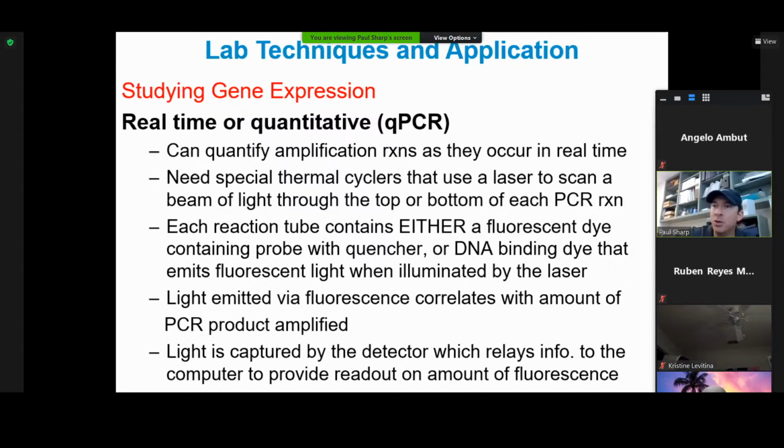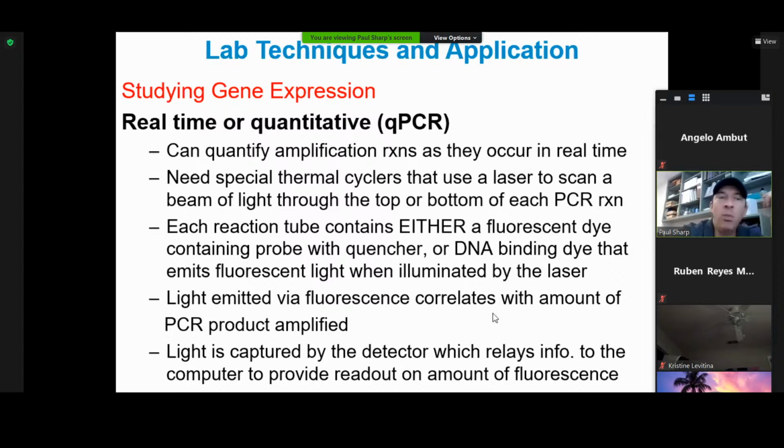You have to have a special thermal cycler that's different from the one you're going to use for normal PCR. Each well has to be able to get hit by a laser, and not only that, you have to have a sensor to measure fluorescence in each of the wells of that thermal cycler.